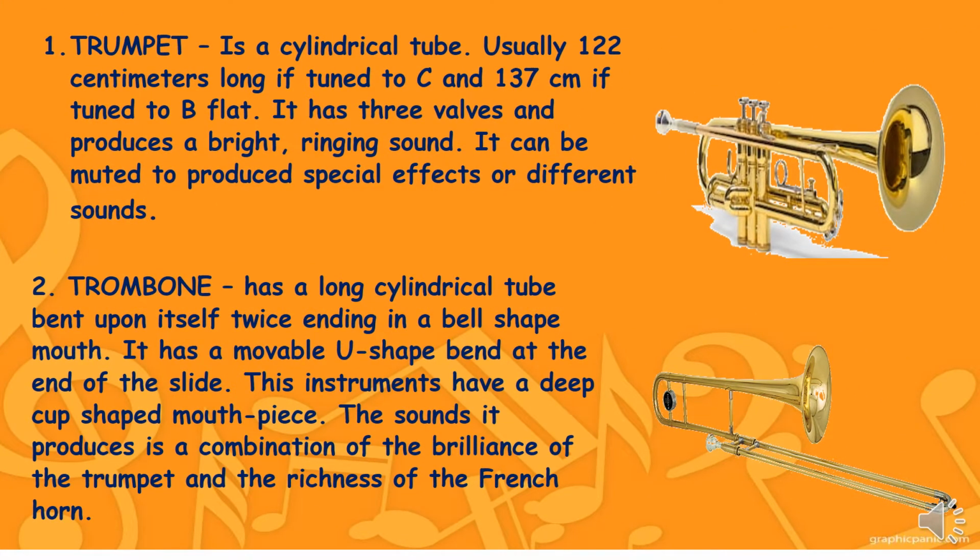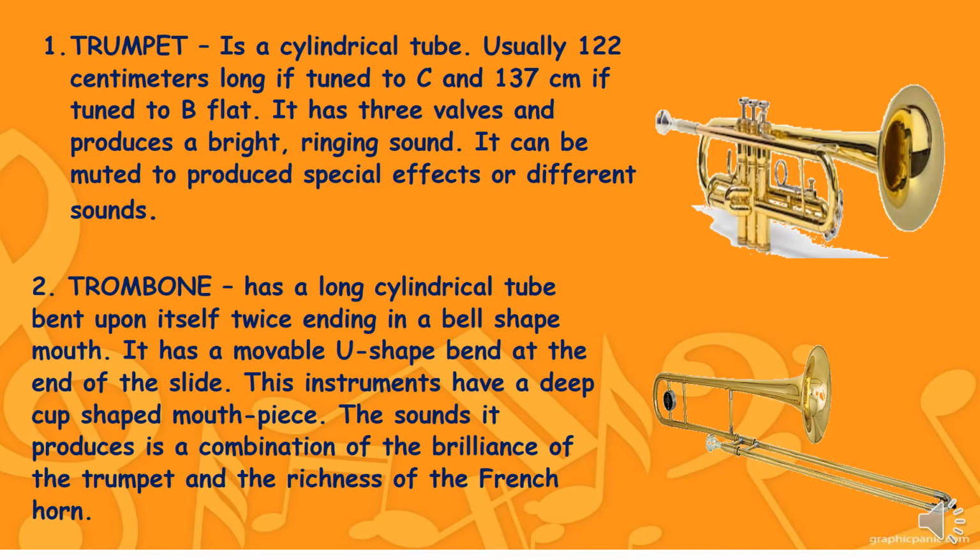The first instrument is what we call the trumpet. The trumpet is a cylindrical tube, usually 122 centimeters long if tuned to C and 137 centimeters if tuned to B flat. It has three valves and produces a bright, ringing sound. It can be muted to produce special effects or different sounds.